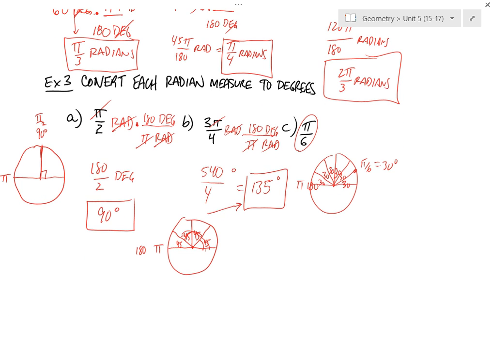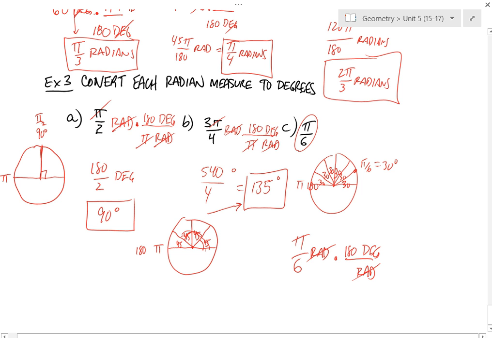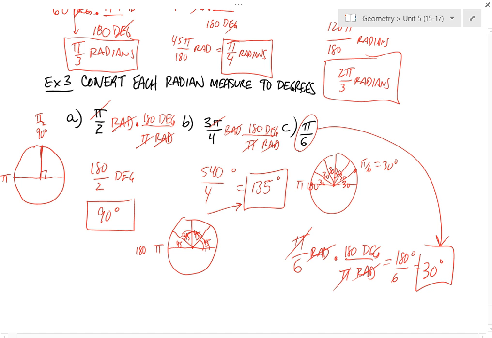Okay? Or using the unit conversion method, let's call this pi over 6 radians. We're going to multiply by, we want radians in the bottom so that those cancel. So we need degrees in the top. 180 degrees is the same as pi radians. The pi's cancel. We get 180 over 6 degrees. That is 30 degrees. So either way that you do it, whether you use the graphic or whether you use the unit conversion, pi over 6 is exactly the same as 30 degrees. Pi over 6 radians is the same as 30 degrees.